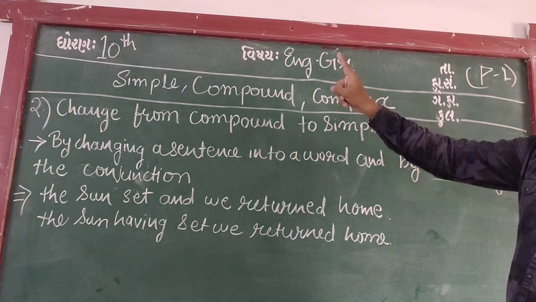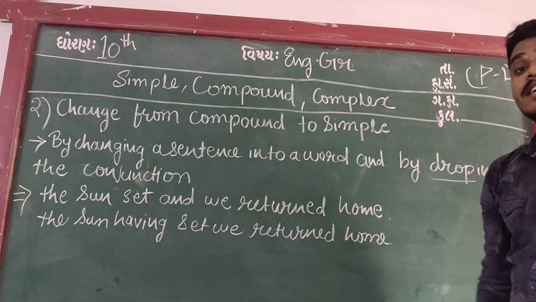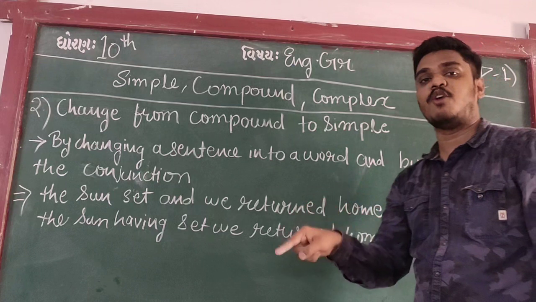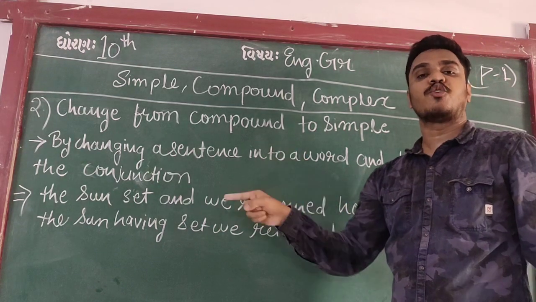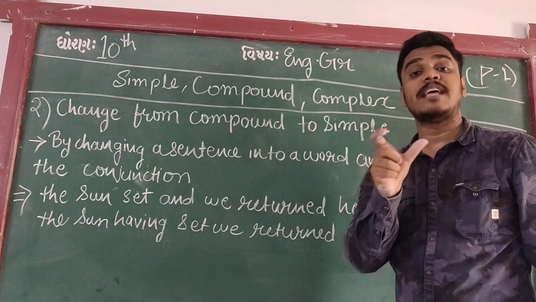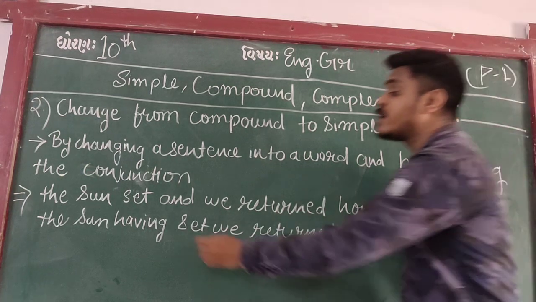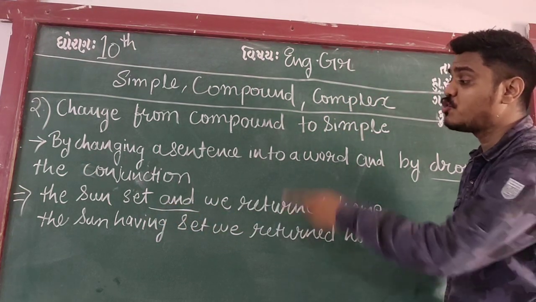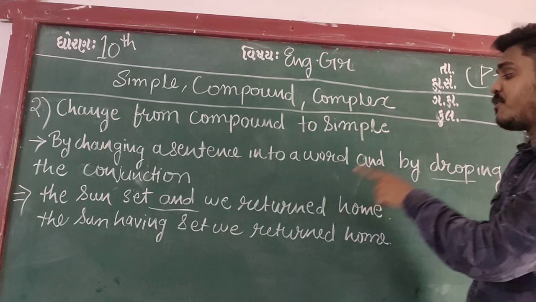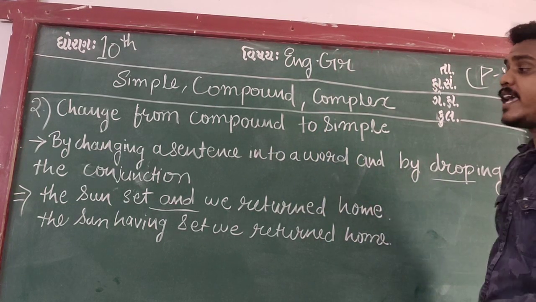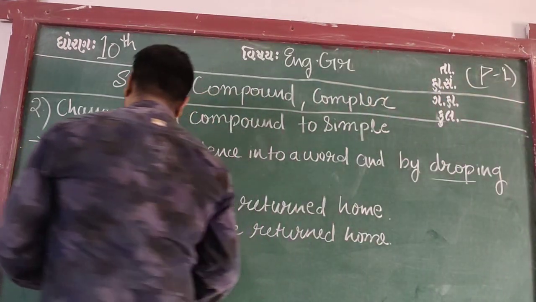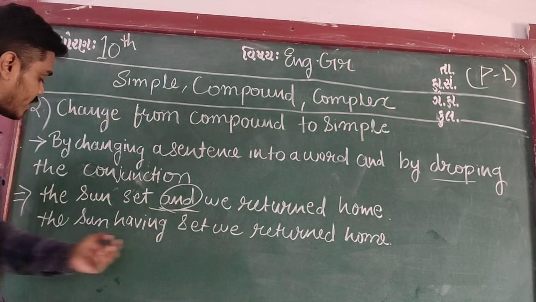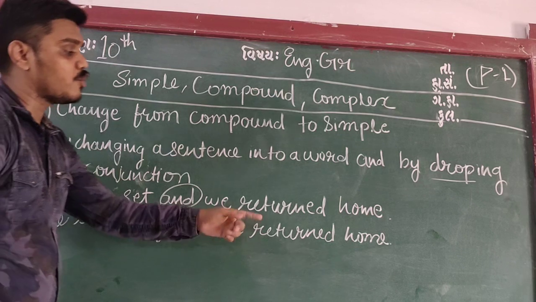In simple to compound, we added the conjunction that was "and". You know the man cut down and they are not growing trees. We used "and". Here we will remove "and". The sun set and we returned home. After replacing this, we used another word: the sun having set returned home.